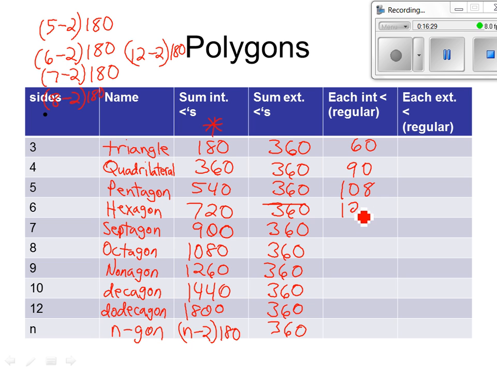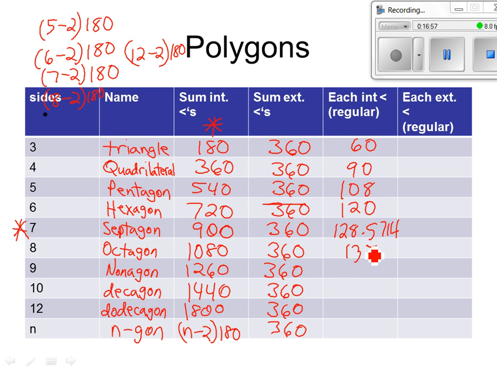Hexagon, what is it? 120. Septagon, keep going. 5714 doesn't come out all nice and even, does it? Any idea why we don't use septagons very often? Everything else comes out all nice and even, it doesn't.